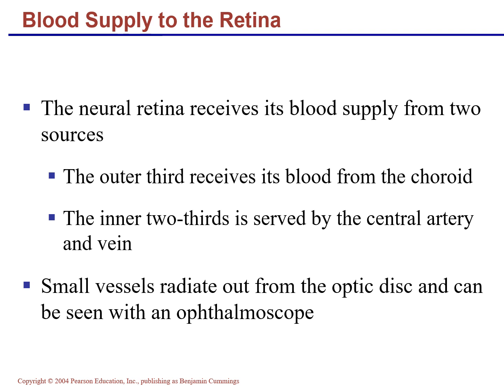Blood supply to the retina. Your eyeball is highly vascularized, and the retina itself needs to be vascularized to keep those nerve cells healthy. So two sources. The outer third receives its blood from the choroid, which is that tough layer that forms the sclera and the cornea. And the inner two-thirds is served by the central artery and vein.